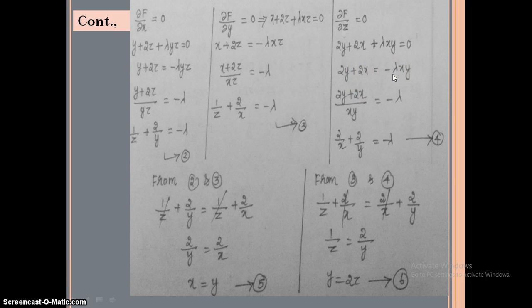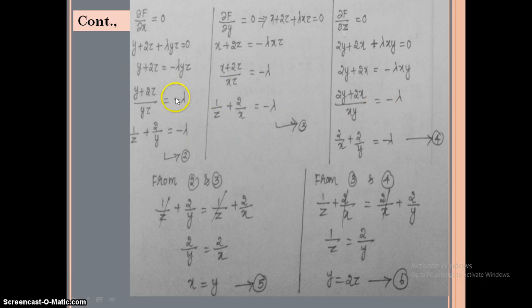Try equating one side, which must be equal for all the equations. Then we can find the solutions easily. Next I can divide by yz here. So y plus 2z divided by yz equal to minus lambda. Similarly x plus 2z divided by xz equal to minus lambda. For this case 2y plus 2x divided by xy equal to minus lambda. So all the equations must be equal here.